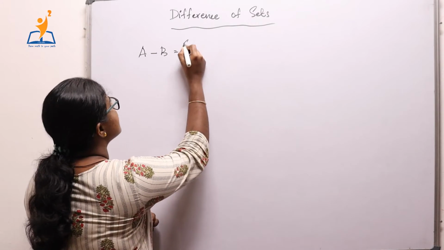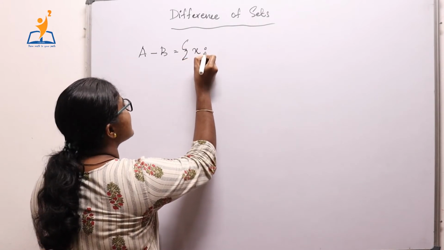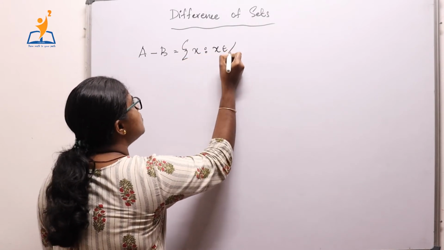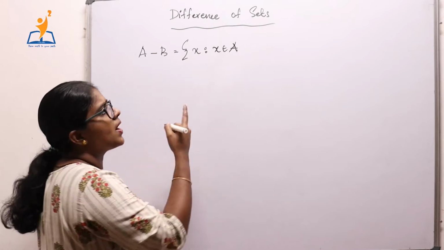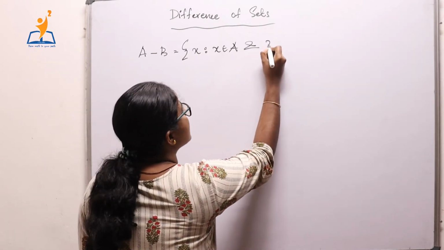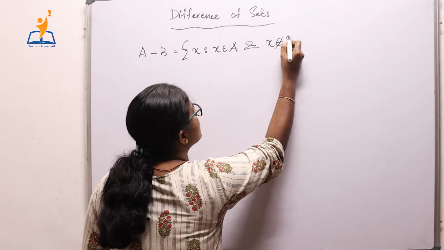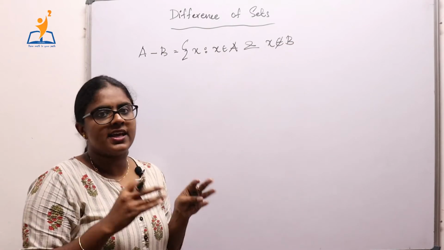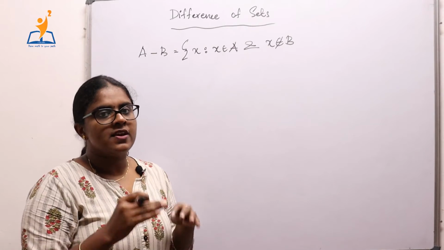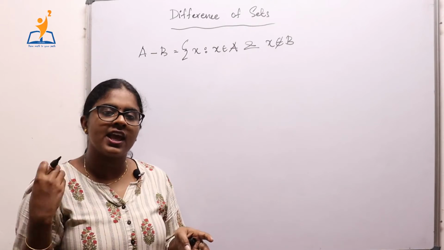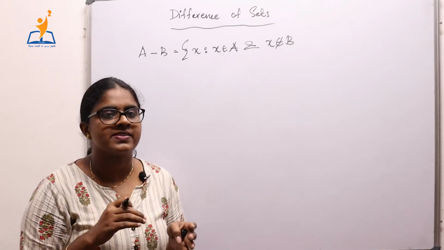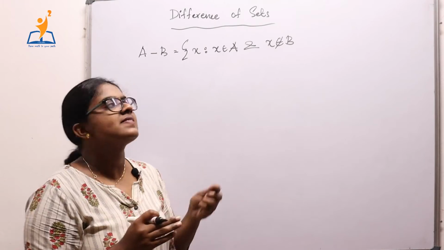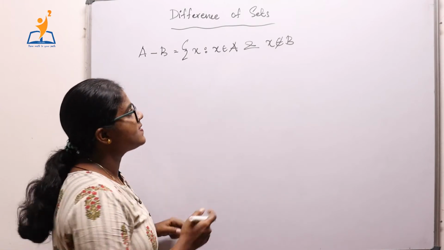That is the set of all x such that x belongs to A, and there is one more condition: x should not belong to B. That is the set of elements from A that do not belong to B. So from A we have to take away all the elements that are present in B, and the remaining set is called A minus B.